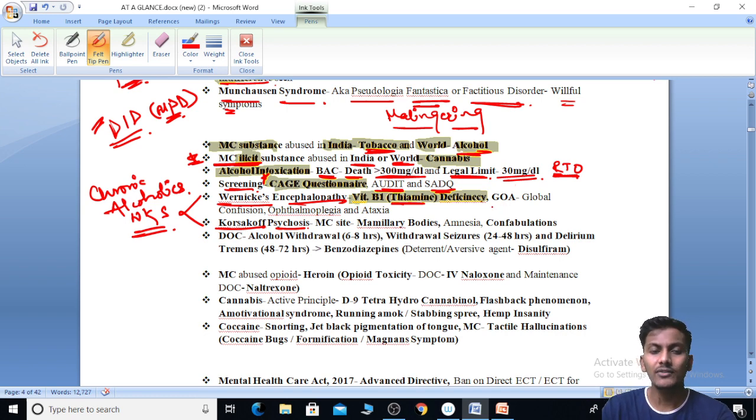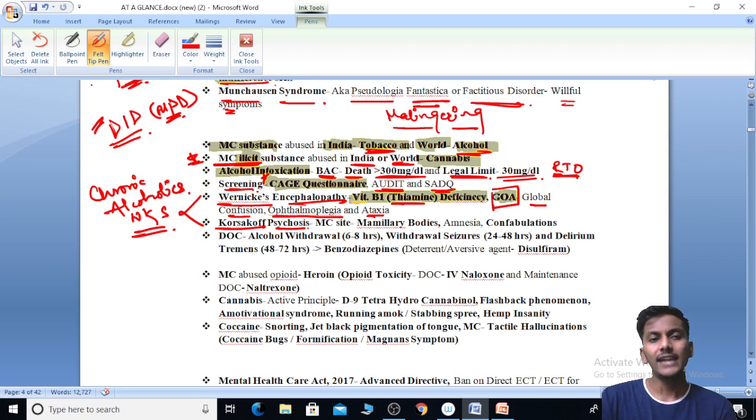So what is the triad which is seen in cases of Wernicke's encephalopathy that can be remembered with the mnemonic GOWA? Yaad rakhna, in Wernicke's encephalopathy there is a triad which is summed up in the mnemonic GOWA, where G goes for global confusion, O goes for ophthalmoplegia, and A goes for ataxia. Okay, what are the three features of Wernicke's encephalopathy? G for global confusion, O for ophthalmoplegia, A for ataxia. These are the three features of Wernicke's encephalopathy.